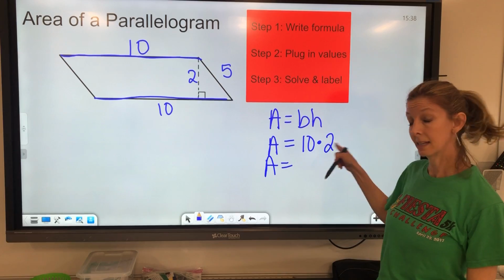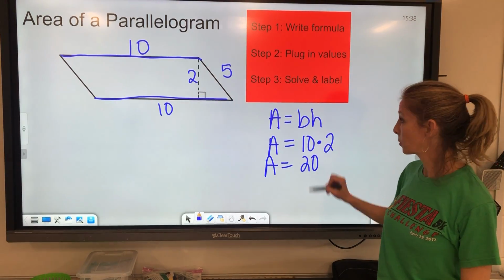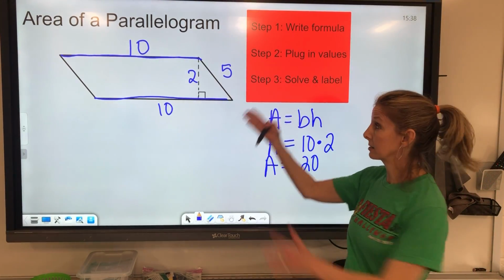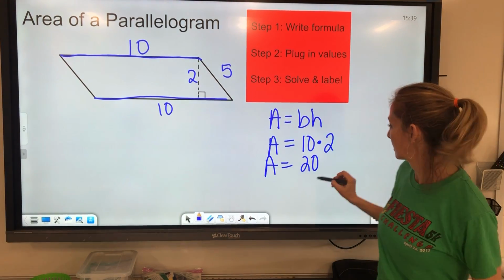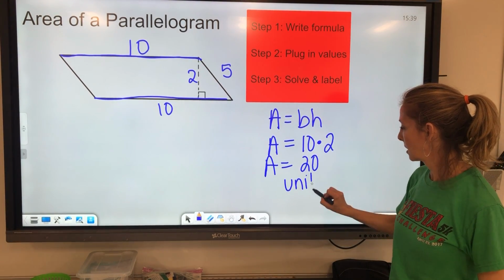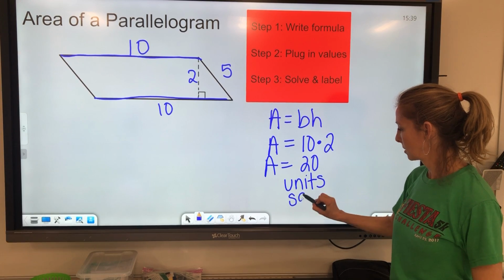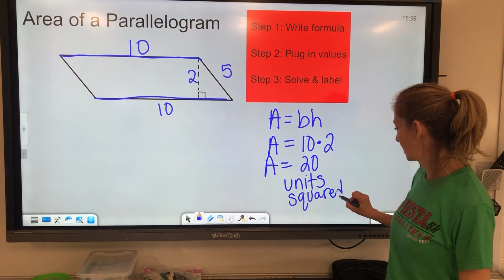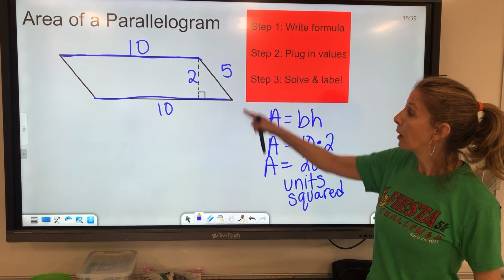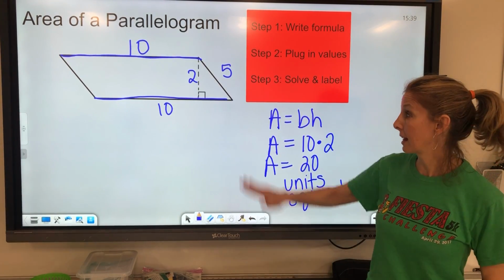Solve, 10 times 2, 20. We don't have a measurement here, it doesn't say centimeters or feet or meters, so what do we use? Units, 20 units squared, or 20 square units. That's our final answer.